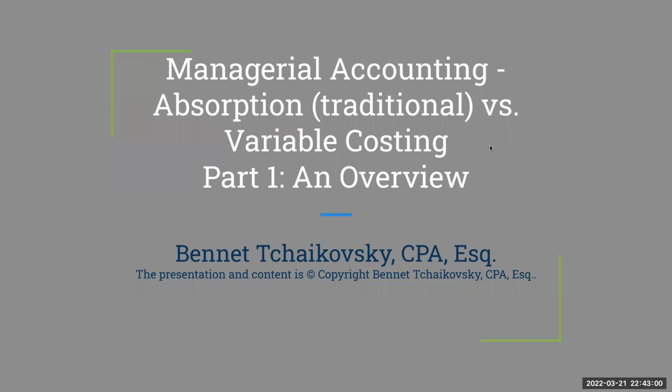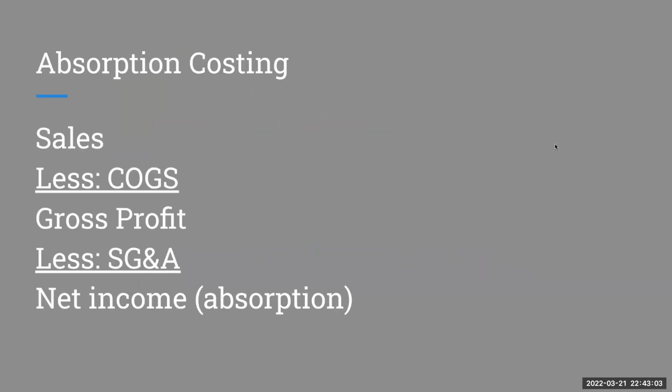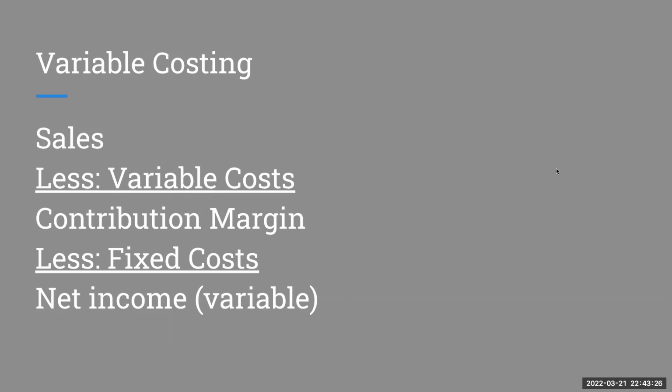This is my overview. When we're looking at an absorption costing income statement, this is the traditional one that we've been studying all along in financial accounting. You have your sales less your cost of goods sold, which gives you your gross profit. Less selling, general, and administrative expenses gives you your net income under what we call absorption costing. Variable costing is our sales minus our variable costs, which gives us our contribution margin, minus our fixed costs, which gives us our net income under variable costing. And this is what we studied in the last series with cost, volume, profit.